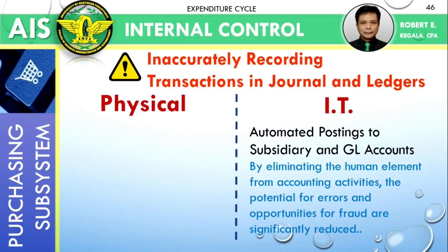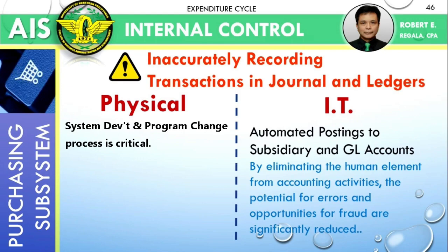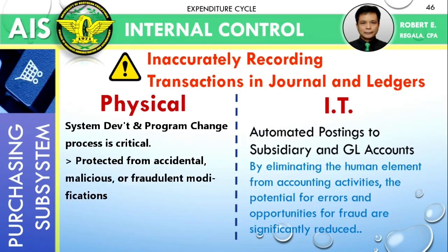These automation benefits depend upon the proper functioning of the computer applications that perform accounting tasks. An undetected program error may affect thousands or even millions of transactions with devastating consequences to the financial statements. An organization's system development and program change process is therefore critical to ensuring that computer applications do what they are intended to do when they are placed into service and are protected from accidental, malicious, or fraudulent modifications over their service lifetime.